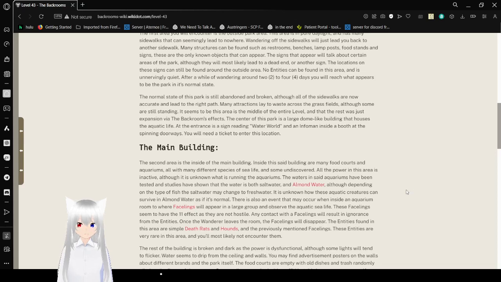It seems this area is the middle of the entire level, and the rest was just expansion via the Backrooms' effects. The center of this park is a large dome-like building that houses the aquatic life. At the entrance is a sign reading "Water World," and an information booth at the swing doorways. You will need a ticket to enter this location.